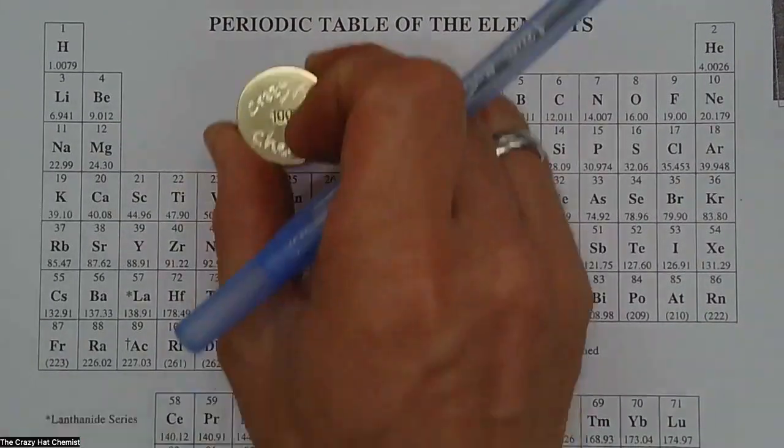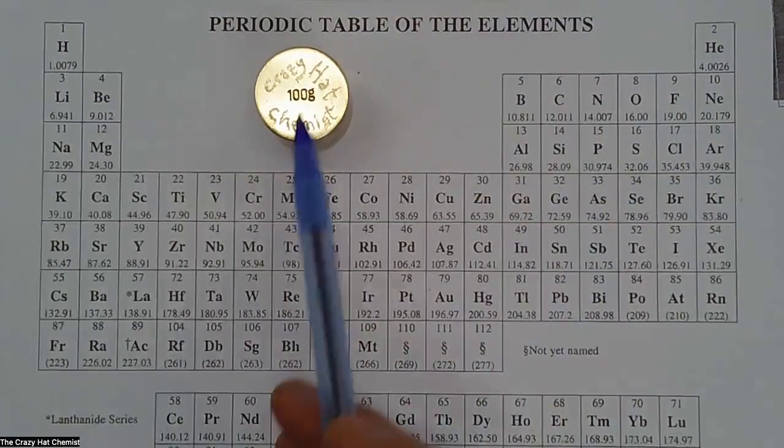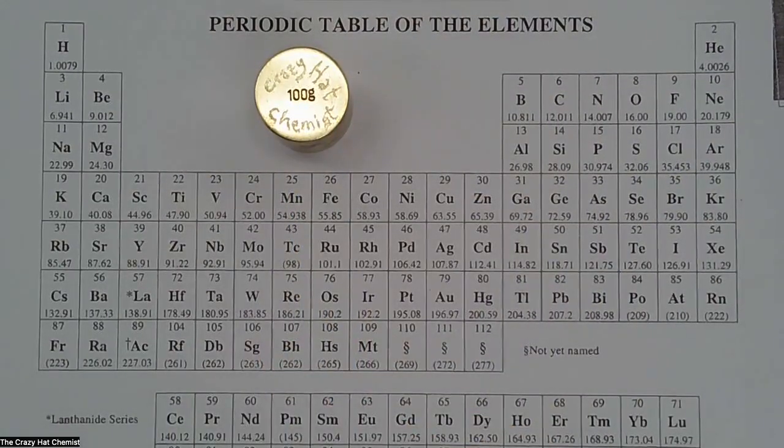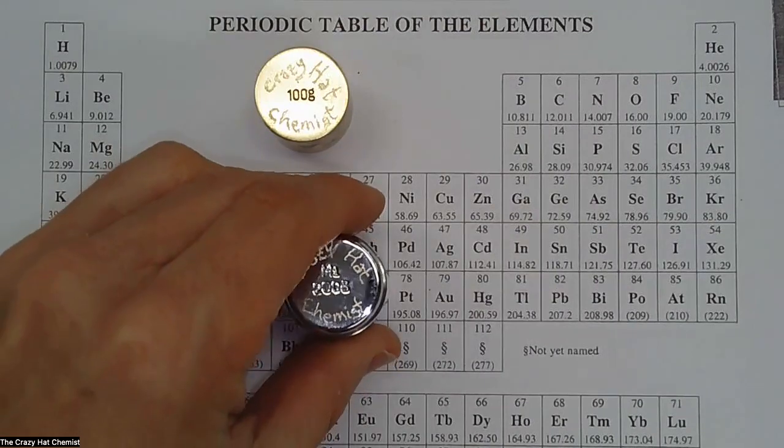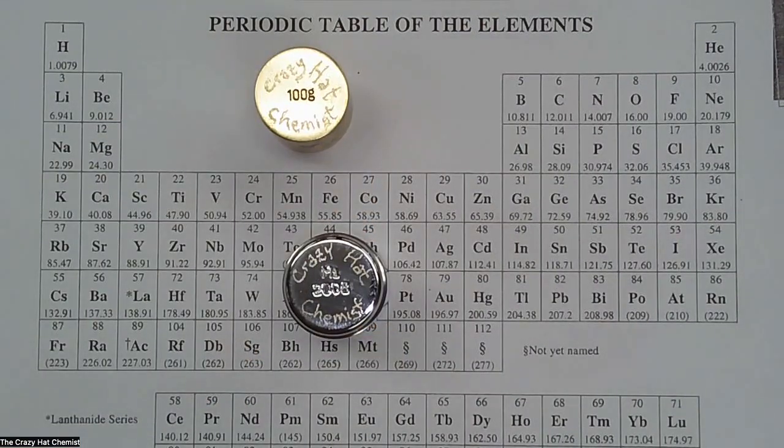Here we go. How do you like my new weight? Crazy Hat Chemist, I etched that in there. And then I got an additional new weight too, a gold and silver one. Well, it's not real gold. Maybe one of you will buy me a real gold weight and etch in Crazy Hat Chemist, or maybe buy me a whole full silver one. But that will tarnish too quickly, so that wouldn't be any good.